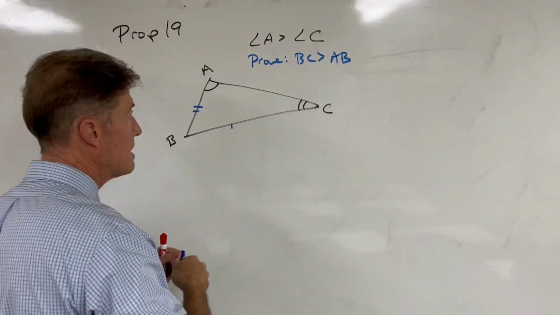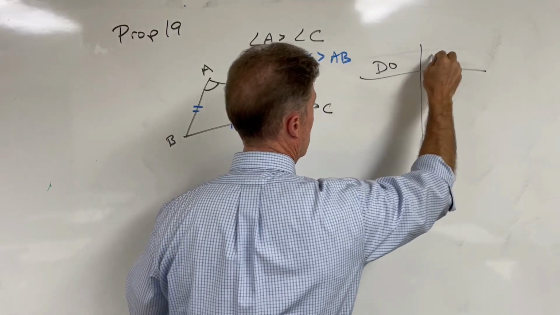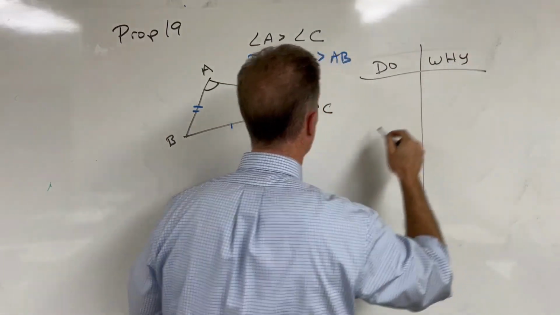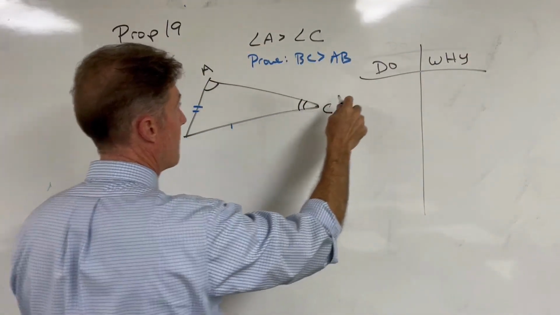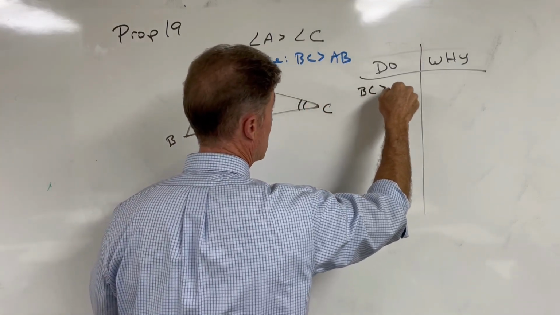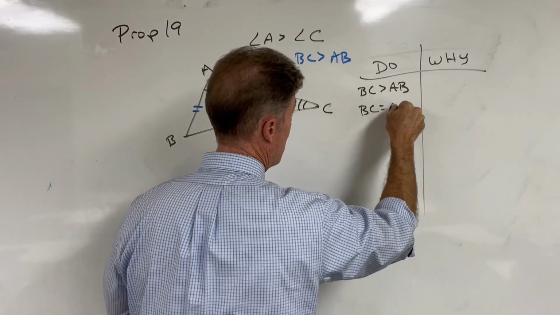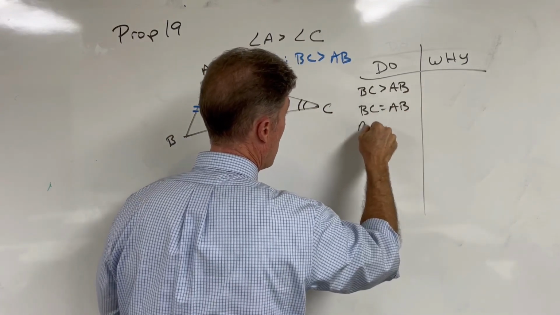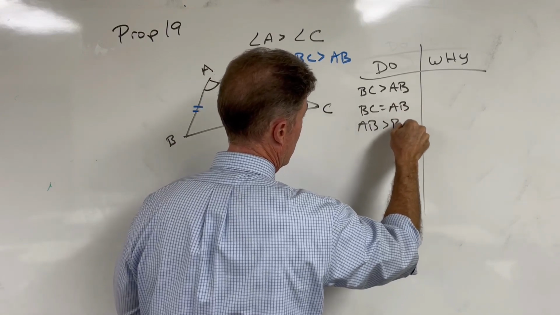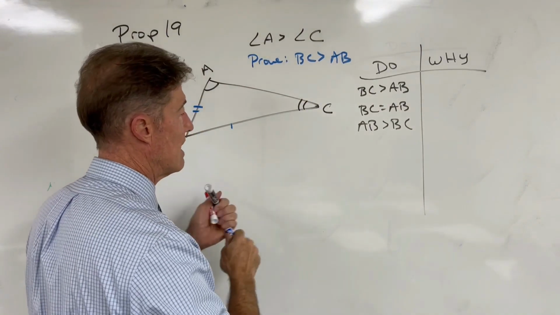Now, the way this proof works, as many of Euclid's proofs do, is a proof by contradiction. There's only three possibilities with these lines, right? The possibilities is that BC is greater than AB, or that BC and AB are equal, or that AB is greater than BC. These are the only three possibilities of the relationships of these three lines.